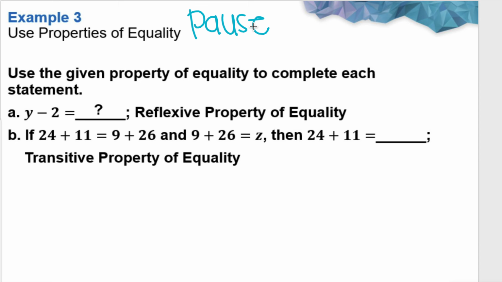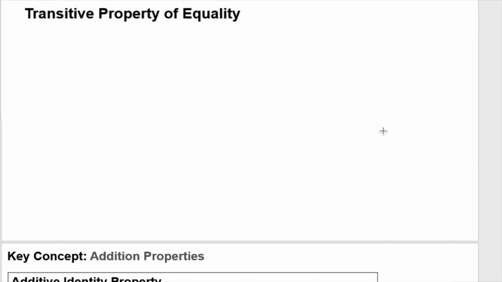All right, using the given property of equality to complete each statement. If I want to use the reflexive property here, y minus 2 is equal to the same thing, y minus 2. And then letter B, if 24 plus 11 is equal to 9 plus 26, and 9 plus 26 is equal to z, then 24 plus 11 is equal to blank. Using the transitive property, we want to say 24 plus 11 is equal to z, because that would be first to second quantity, second to third, so first to third can connect.